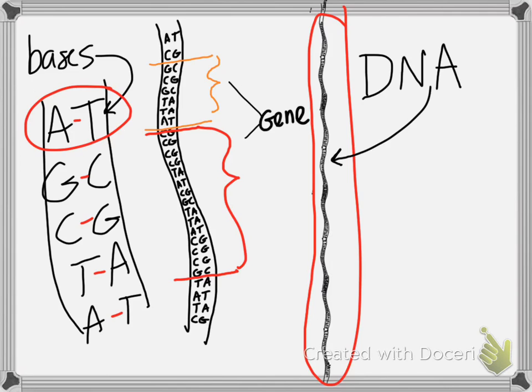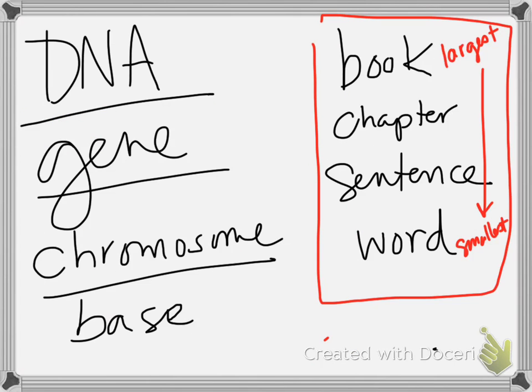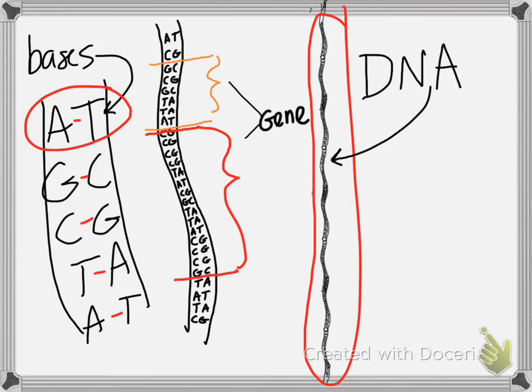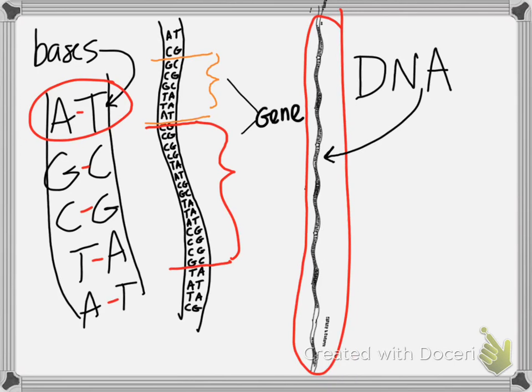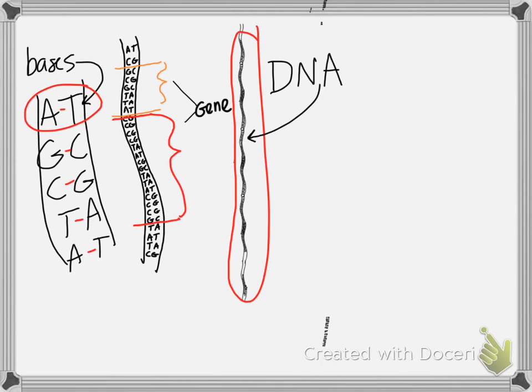And then where do chromosomes fit in? So we've got DNA and genes and bases pretty much figured out. How do chromosomes fit in? What makes up the genes? So you're saying they're smaller than the genes. Do you remember the chromosomes you made? Where'd my chromosomes go?